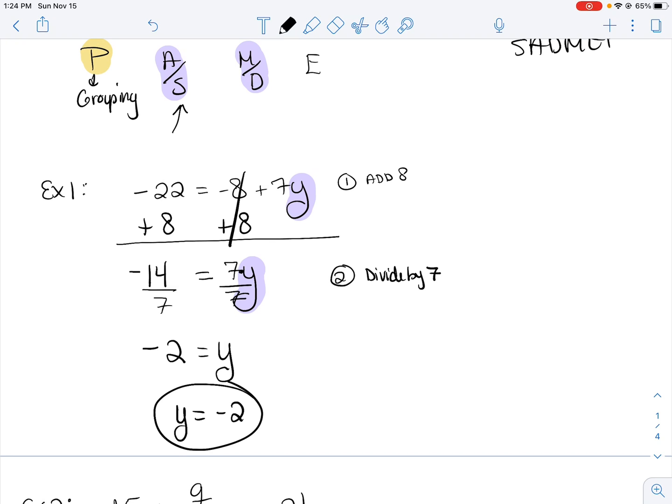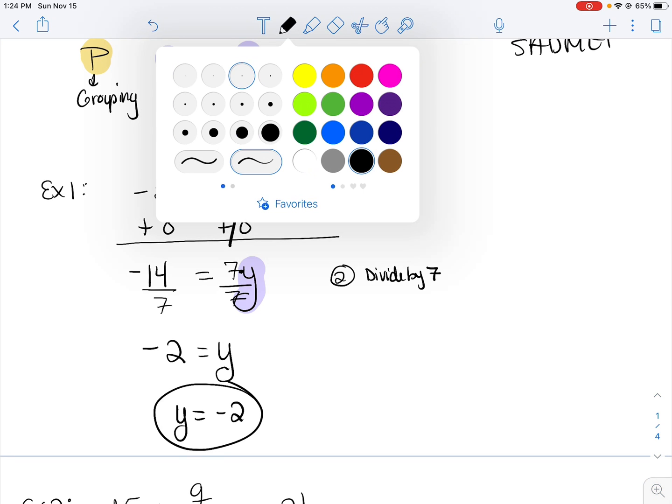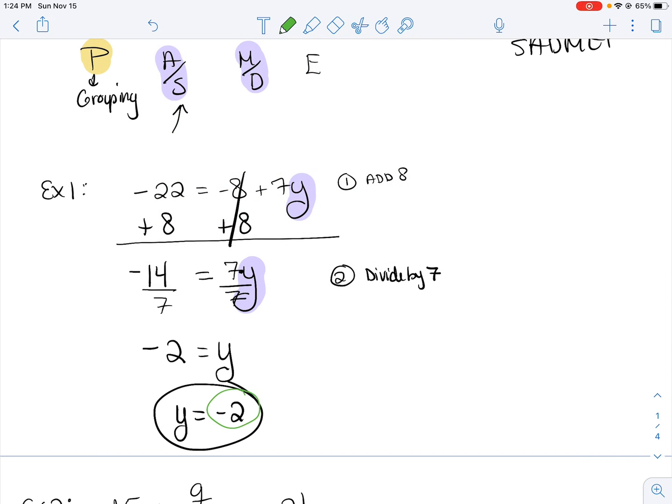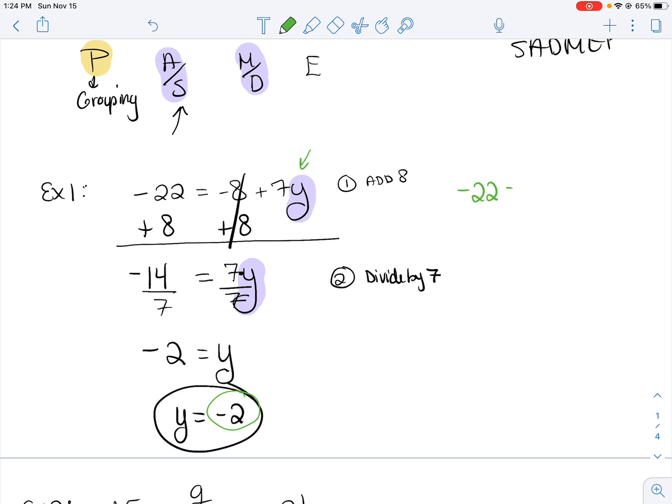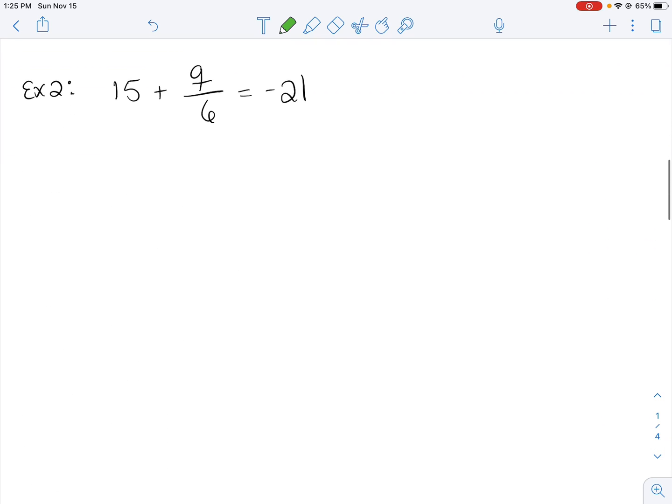Okay? If you want to check your work and make sure that you got the answer correct, you can always take this answer and substitute it back in for y. So we could say negative 22 is equal to negative 8 plus 7 times negative 2. And then simplify everything on the left and everything on the right. So here we have negative 22 is equal to negative 8 minus 14. PEMDAS tells us to multiply first. So negative 22 is equal to negative 22. As long as both sides are equal, you solved the equation correctly. All right. Let's look at the second example.